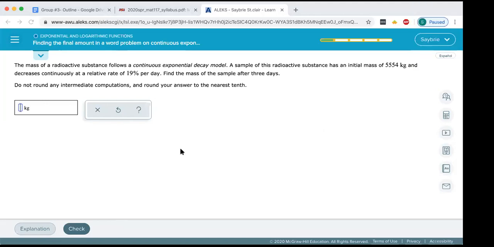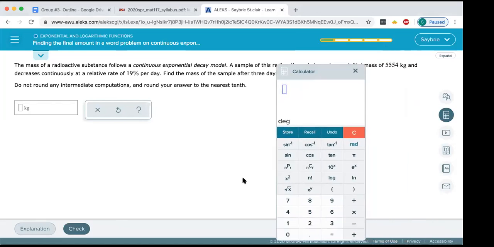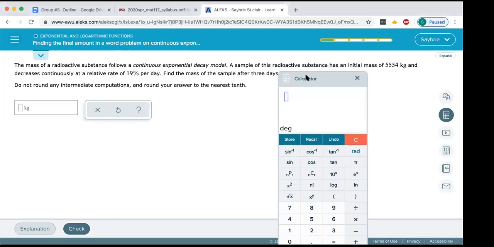All right, so you have your initial mass, 5,554? That's your A to the zero number. It looks like it's decreasing, so negative 0.19. You got your number of days, which is 3 for T. So, yeah, you're ready to just use that formula right away if you want to get that calculator up. So the first value is the initial mass, the 5,000 value. Times. And then you want to hit that E to the X button.